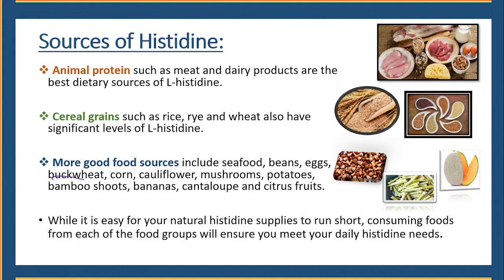Buckwheat are basically seeds, like you can see here. Bamboo shoots are basically shoots or roots which are used in Asian dishes. Cantaloupe is a fruit like a melon. So by having all these in our diet, we can easily meet our daily histidine needs.